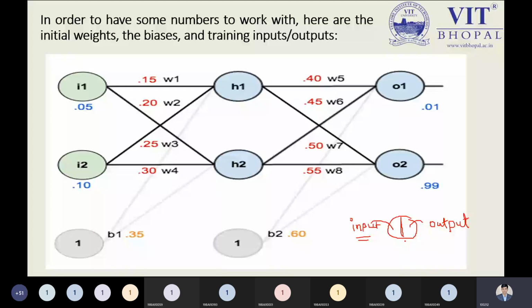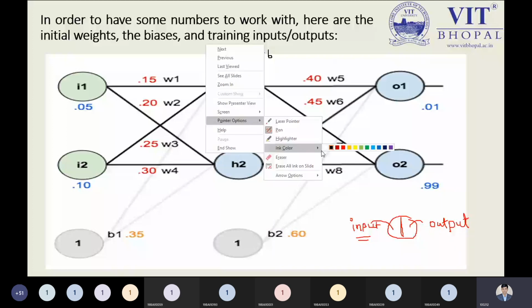And what is the formula? If you remember the formula, then I can write it over here: summation of wi into xi, or xi into wi, it doesn't matter, plus b, with i from 1 to n.